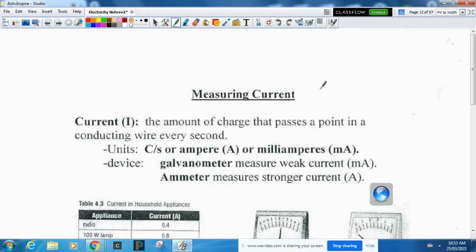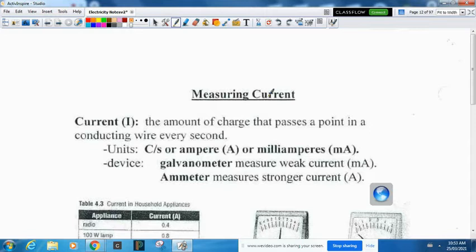Now, how do we measure current? First of all, what is current? We use the symbol I for the algebra. It is the amount of charge that passes by a point in a conducting wire every second. So we know charge is in coulombs, so the units for this will be the coulomb per second, or if you want, amps, which is what everyone else in the world uses. And so if you're using your cell phones, you'd have milliamps going through them.